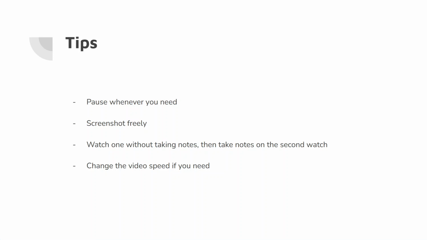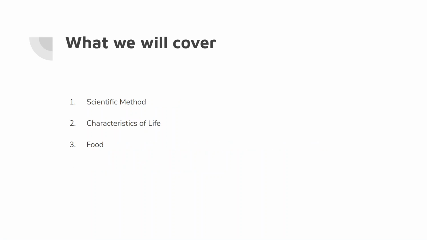So a couple of tips: pause whenever you need, screenshot whenever you want, watch the first time without taking notes, and then of course on your second watch, take notes then, and change the video speed if you need. There's not going to be any review questions for this because they're very short and simple chapters. We're going to look at the scientific method, characteristics of life, and food.